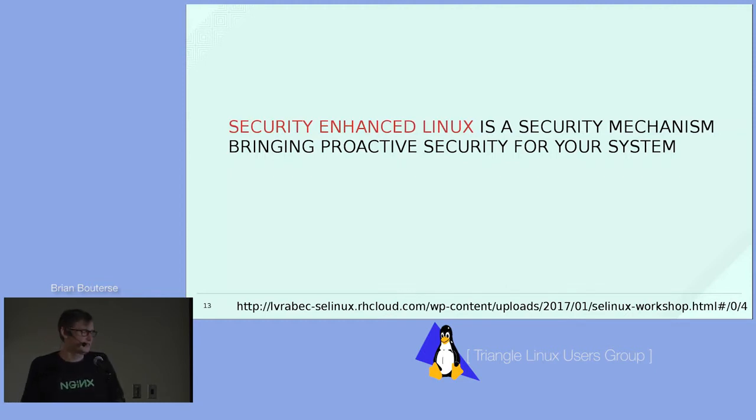So Security Enhanced Linux is the full name for what is called SELinux, and it's a security mechanism that is built into the kernel. It's been part of the mainline kernel for years. I forget the exact kernel version that it was introduced in. For a while, it existed as a patch or a kernel module that you could build separately and load into your kernel. And several years ago, it became part of the mainline kernel. So it's a security mechanism, and it brings improved and enhanced security for your system.